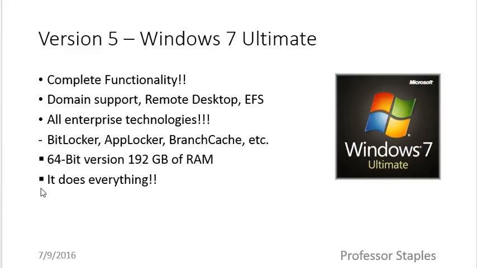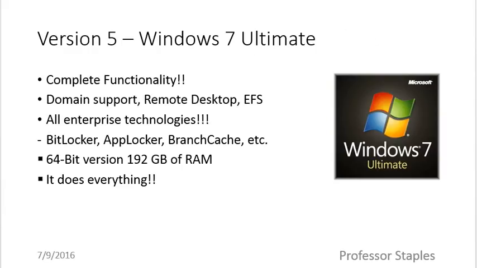Windows 7 Ultimate has everything. It is the fully functional Windows 7 operating system. This version is awesome to use, as I have used it and it is fully functional with everything you need. It has domain support, remote desktop, EFS, and all the enterprise technologies as well: BitLocker, AppLocker, BranchCache, etc. There's also a 64-bit version with a maximum of 192 gigabytes of RAM. It does simply everything.